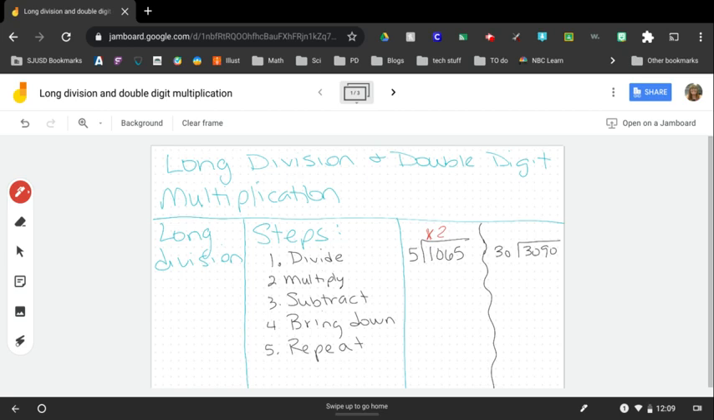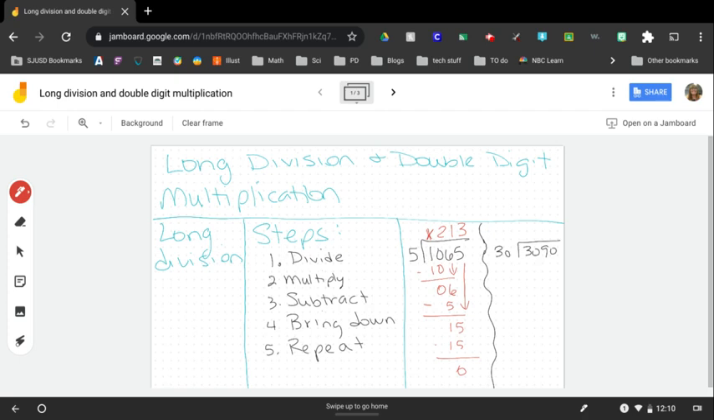I'm going to do 5 times 2 is 10. I'm going to subtract. That leaves me with 0. I'm going to bring down the 6. 5 can go into 6 1 time. 5 times 1 is 5. 6 minus 5 is 1. Going to bring down that 5. 5 can go into 15 3 times. 5 times 3 is 15. 15 minus 15 is 0.